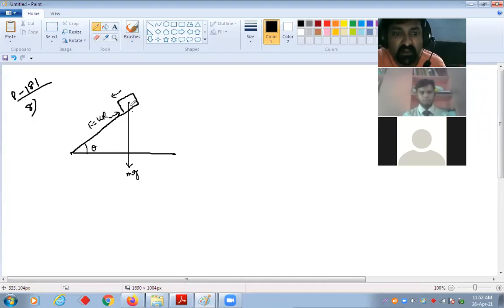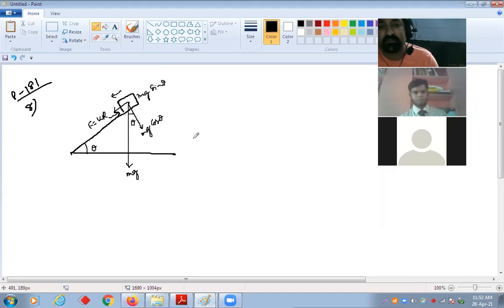Let this angle be theta. And this angle will also be theta. This side is mg cos theta, and this side will be mg sin theta. That means the weight of the box. So what are the different types of forces acting on it? Frictional force, and mg sin theta is the gravitational force. So mg sin theta is more. That's why it is sliding down.